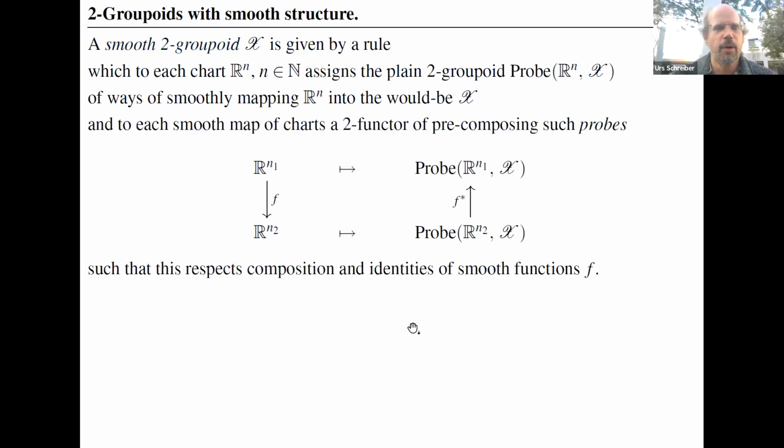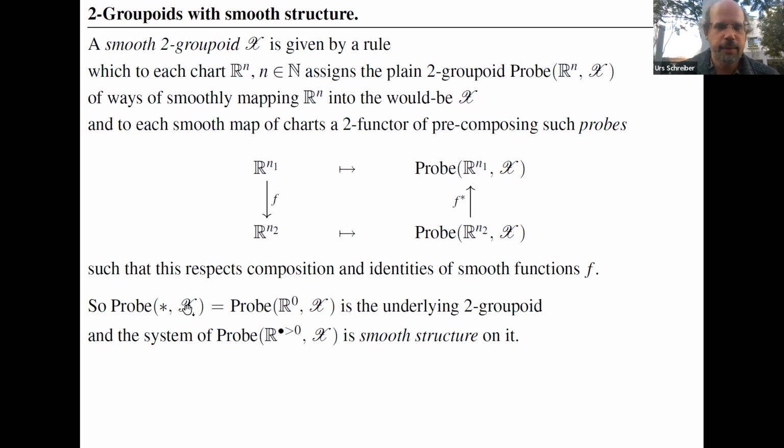We'll see examples in just a moment. And then, of course, we want to make this functorial. So if you probe with Rn1 and you probe with Rn2, there's a smooth function between these Cartesian spaces, just an ordinary smooth function. Then, of course, every probe by Rn2 gives a probe by Rn1 by just precomposing. And so this precomposition operation should give a two functor from this two groupoid of probes by Rn2 to this two groupoid of probes by Rn1. And we just ask if this is actually a functor, so it respects compositions and identities.